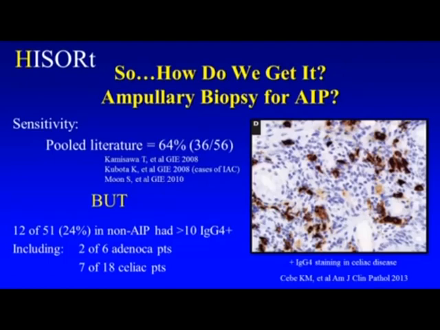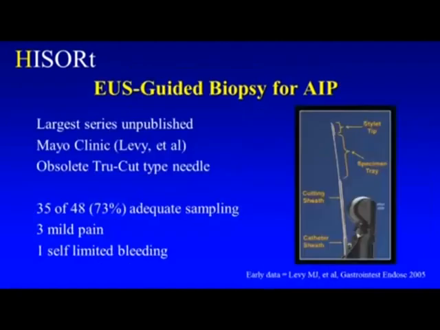So this study from the American Journal of Clinical Pathology in 2013 showed that 24% of patients who had ampullary biopsies with other diagnoses also had greater than 10 IgG4 positive cells in the ampullary biopsy. This included 2 of the 6 patients with adenocarcinoma enrolled in the study and 7 of 18 patients with celiac disease. So what else can we do?